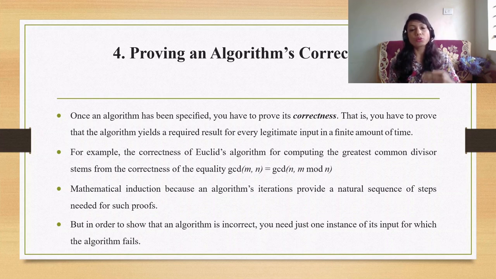So this equality will go on reducing in each step, and finally you will get an answer when n is equal to 0, because GCD of m comma 0 is equal to m. The second method to prove the algorithm's correctness is mathematical induction, which is based on iteration, that is, it provides a natural sequence of steps needed for such a proof.